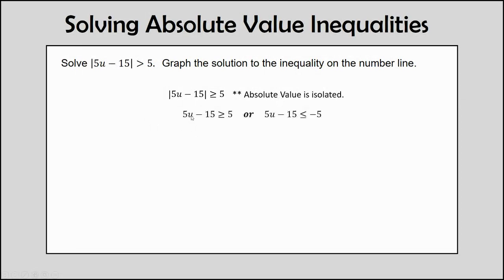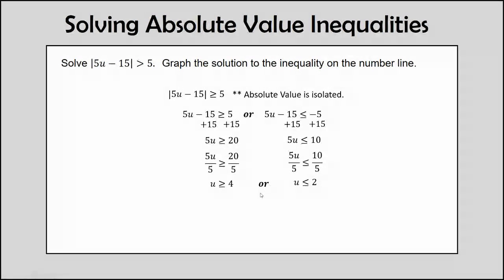Okay. 5u minus 15 greater than or equal to 5. That's the first without absolute value. And then switch the inequality and make the 5 negative. Rewrite it. 5u minus 15 less than or equal to negative 5. Okay. Solve them both. Add 15. 5u greater than or equal to 20. Divide by 5. U is greater than or equal to 4. Over here, add 15. Divide by 5. U is less than or equal to 2.